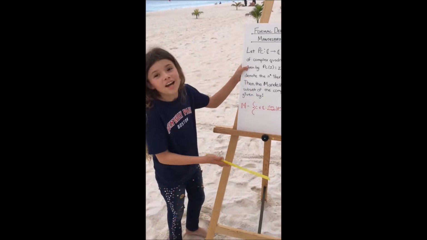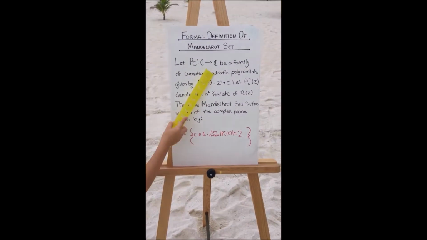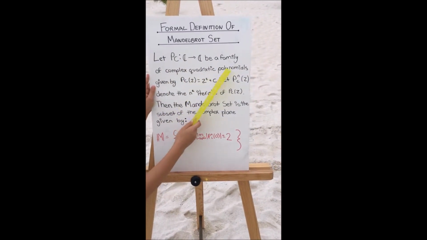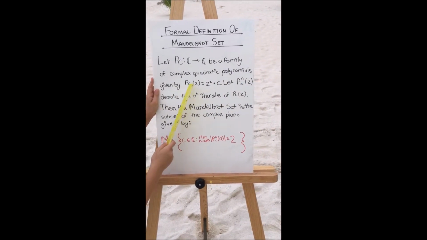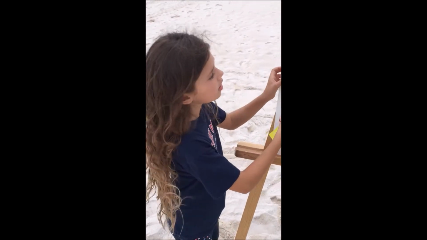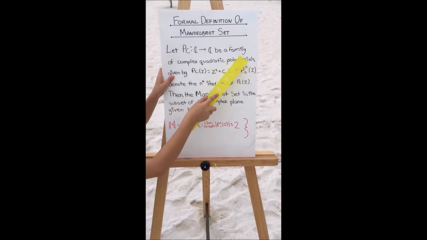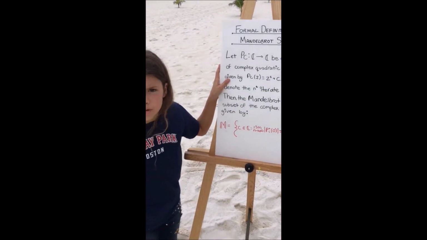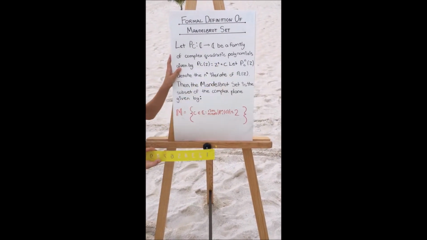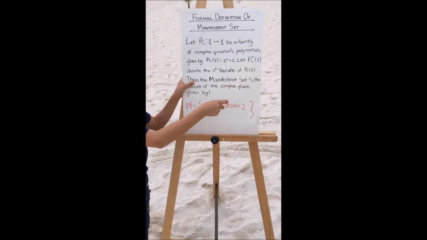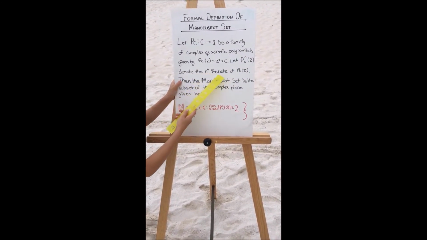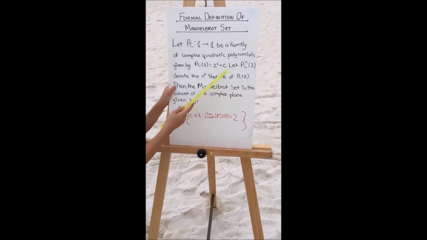The moment we've been waiting for, the formal definition of the Mandelbrot set. Okay, let's get to it. Let P sub c be a family of complex quadratic polynomials given by P sub c of z equals z squared plus c. Now, it's a family because there's an infinite number of c's, and it's quadratic because the highest power it has is 2. Okay, I'm going to denote the nth iterate of P sub c of z as P sub c to the n of z.